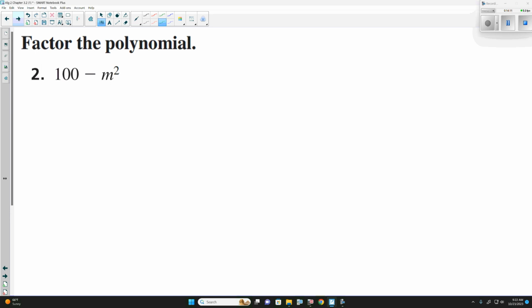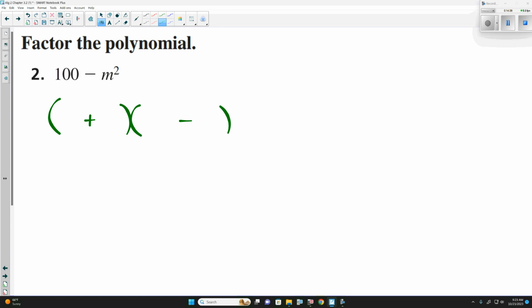100 minus m squared. Is this a difference of perfect squares? Well, yes, because that's the whole lesson today, isn't it? What times itself is 100? What times itself is m squared? M. Since it is a difference of perfect squares, we will have plus and minus. I did flip it from the previous one. I put plus first instead of minus. But if you put minus first, that's perfectly fine too.